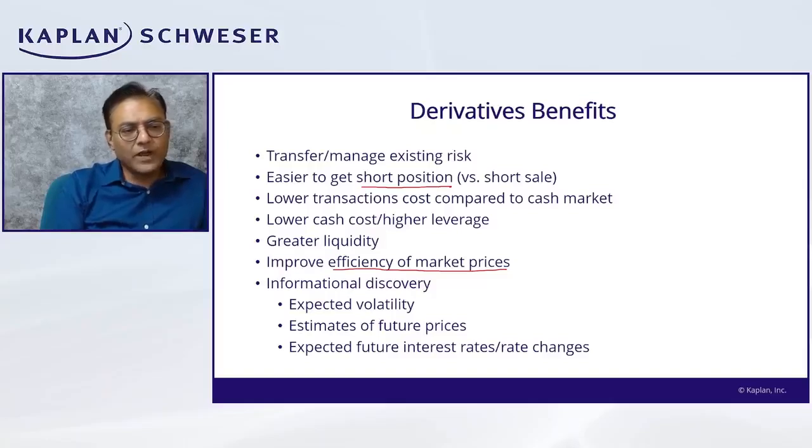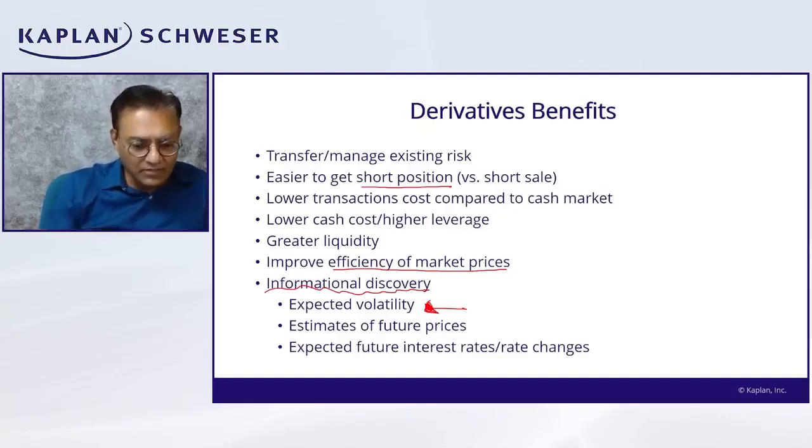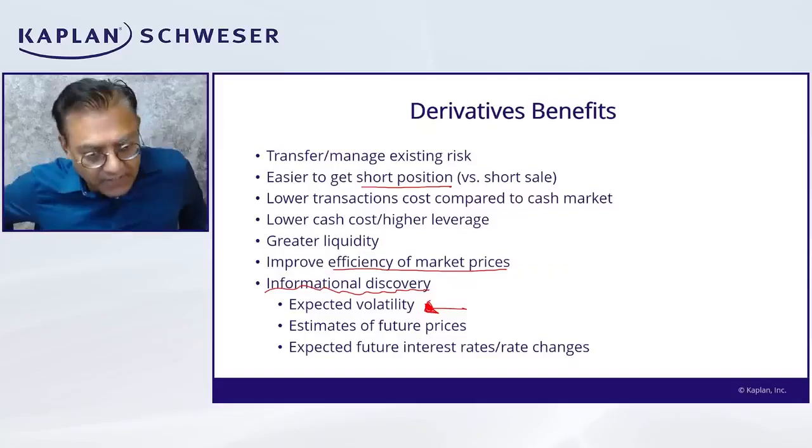Also, derivatives provide for what is called informational discovery, which provides more information to the market participants. It can be used to price or estimate volatility that is currently priced by the market in option prices. One of the factors that goes into the pricing of options is volatility in the price of the underlying, and the higher the volatility, the higher the option price, both call and put options. So you can use those observed call and put option prices from the market data to estimate volatility expectations that are priced in by the market.